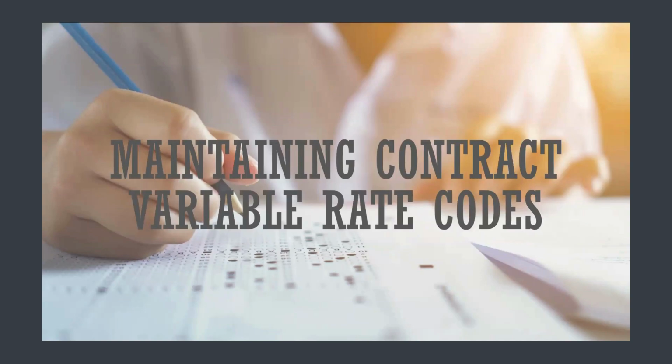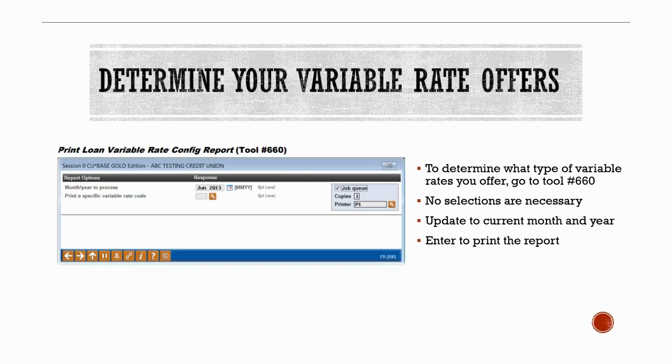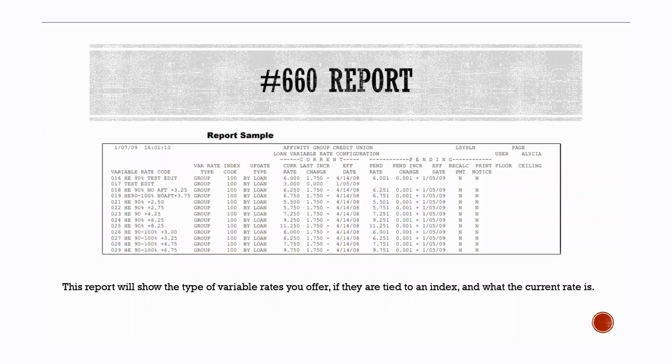So in this session, we'll be talking about maintaining contract variable rate codes. To determine your variable rate offers, you'll go into Tool 660. No selections are necessary. You'll just update it to the current month and year and press enter to print the report. This is a sample of the report.